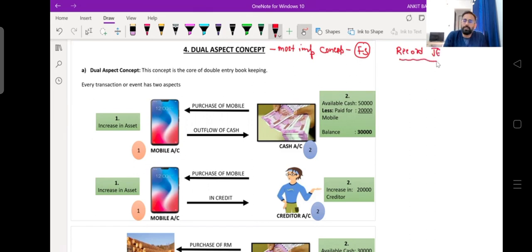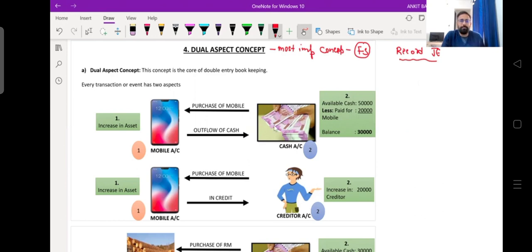Now, what does the dual aspect concept say? The dual aspect concept says that every transaction has two effects. The meaning of this is that every transaction will affect two accounts when you prepare your books of accounts.